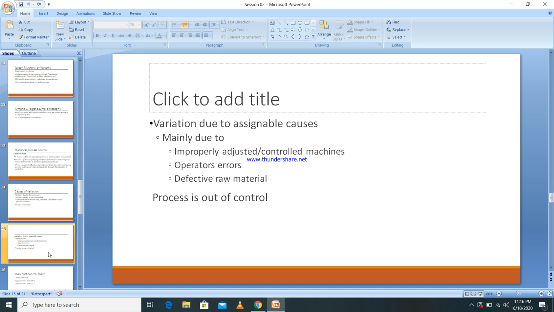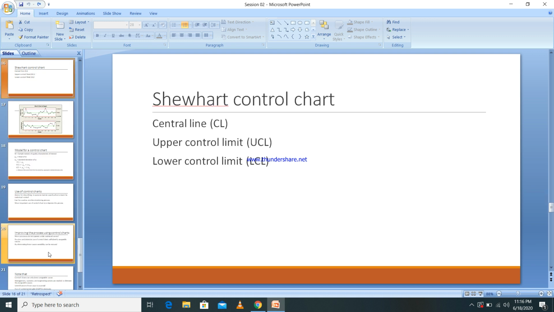So we call them assignable causes. If your process is out of control because of these assignable causes, that is, if your process is not in quality because of these assignable causes, we say your process is out of control. That is, if you can find any of these causes in your process, you call your process out of control.